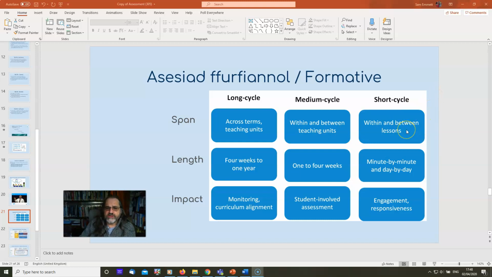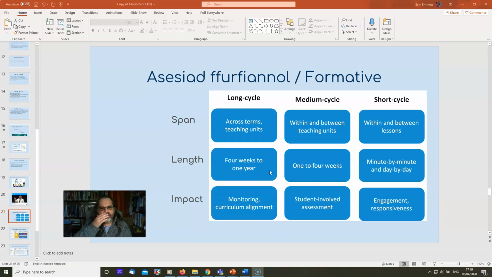Short cycle is within and in between lessons. So in length, short cycle, that's your minute by minute and day by day. Those are your mini formative assessments taking place in every single session. In the medium cycle, you might be 1 to 4 weeks, and this is where we can get at our individual learning plans and see how we're doing over a bit more time.